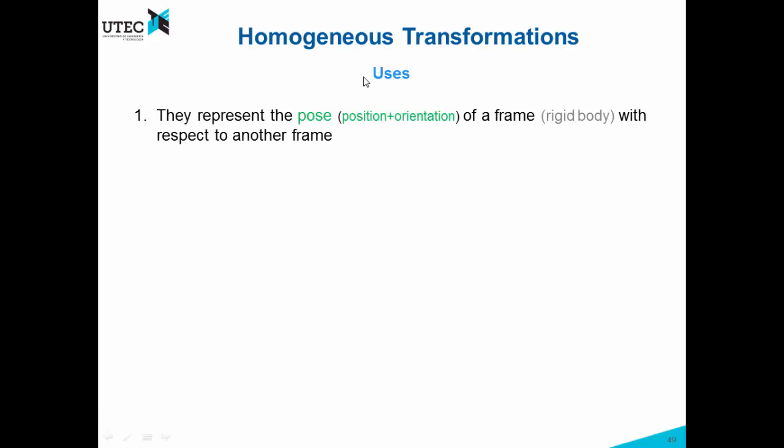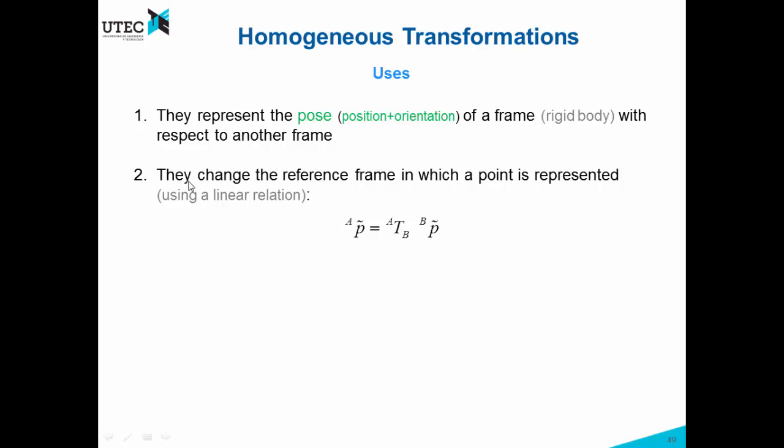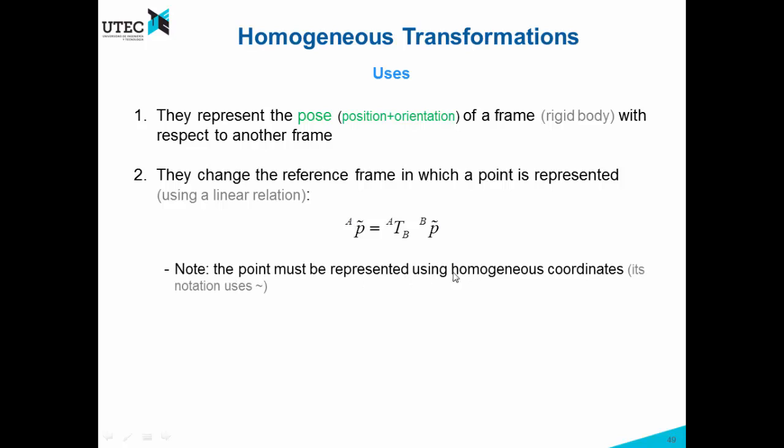Uses. Homogeneous transformations represent the pose, position plus orientation, of a frame, rigid body, with respect to another frame. They also change the reference frame in which a point is represented. So this is a point in B, and this homogeneous transformation matrix takes this point from frame B to frame A. Now the point must be represented using homogeneous coordinates, so we must add a 1 at the end. And the notation that we will use for homogeneous coordinates is this tilde.